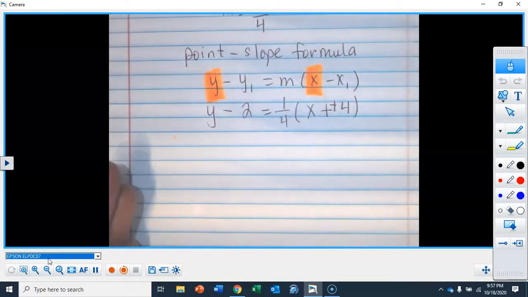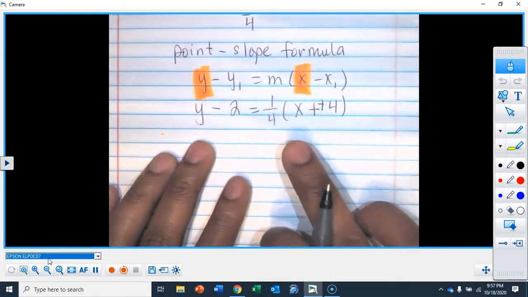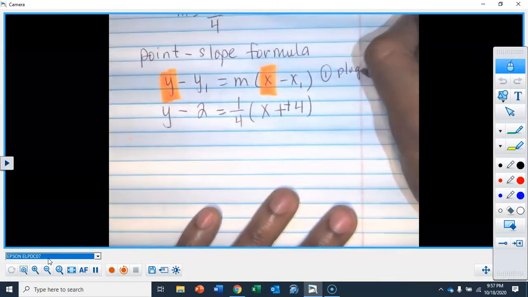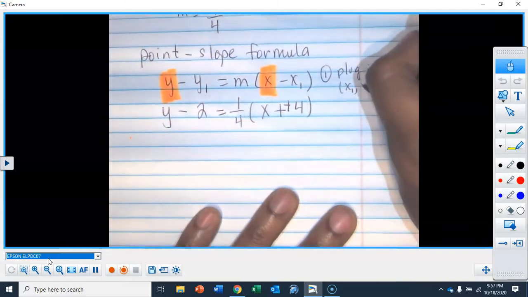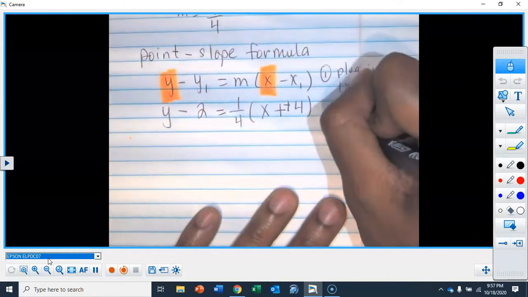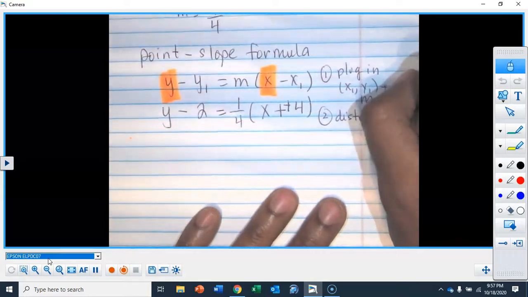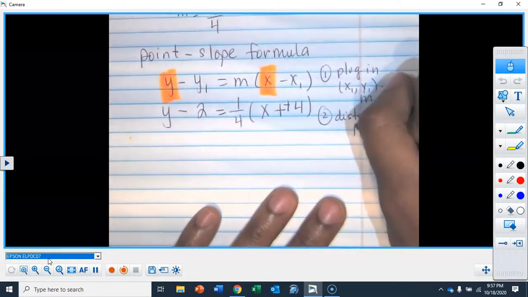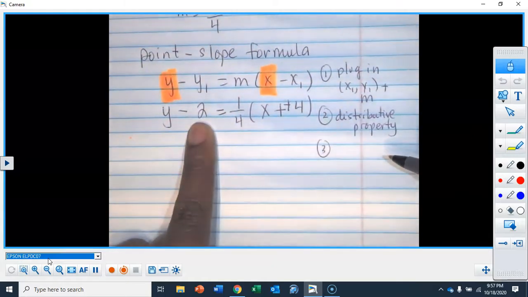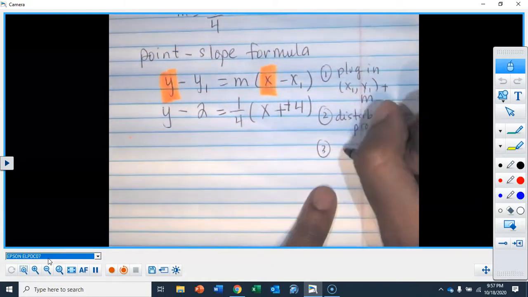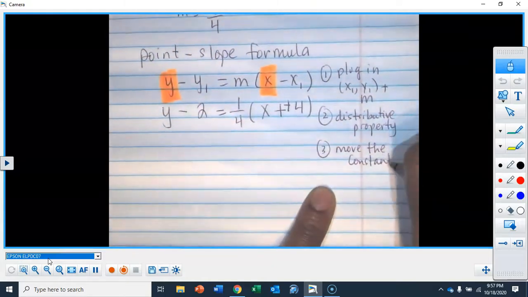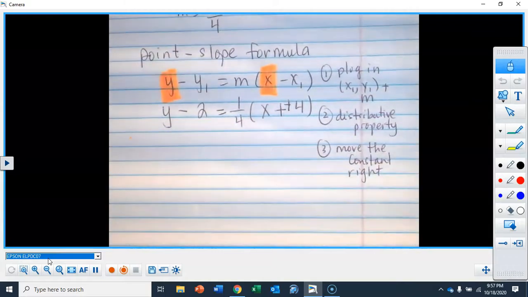So now carefully what you do is once you have your point and your slope plugged in, the second step, let's put that step 1. Step 1 is to plug in the x1 and y1 numbers and your m into the formula. Step 2 is to do the distributive property. Step 3 is going to move your constant over to this side after you do the distributive property. So move the constant. Right. Okay, write it down.